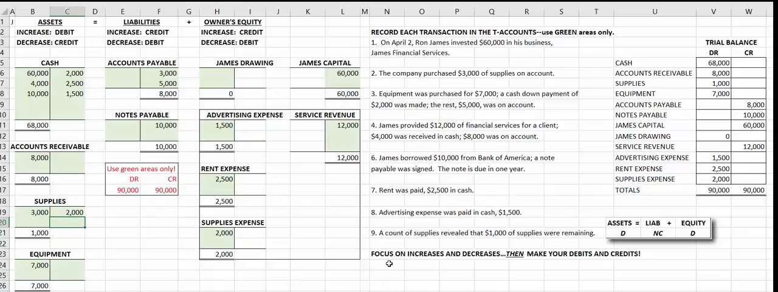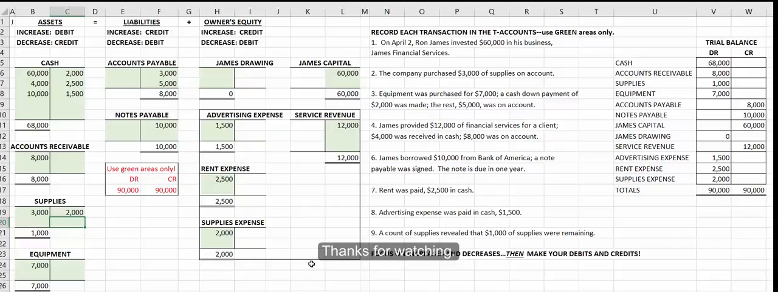All right, so a good rule to follow on these, and I've tried to follow it as I described each transaction: focus on the increase or decrease in the account, then use your rules at the top of the screen to make your debit and credit. This will make you reliable at analyzing transactions correctly.